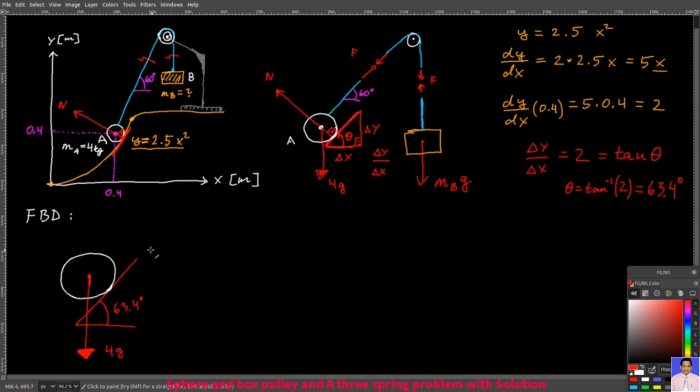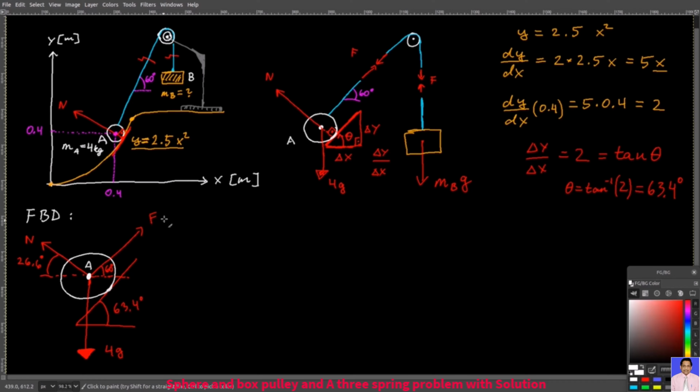And now we can construct our traditional free body diagram. This is your normal force here. Then this angle here is 26.6 degrees. And now we have one more force here. We have this F, which points in this direction. And you already know that it's 60 degrees. So essentially these three forces, FG, N, and F, are applied to this point here that we can consider as a particle. And this point here is called A.